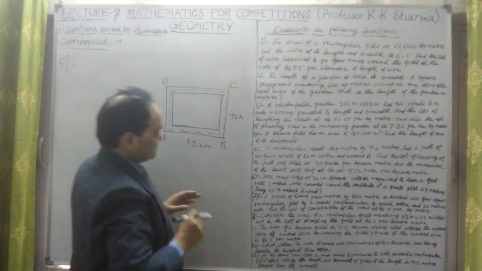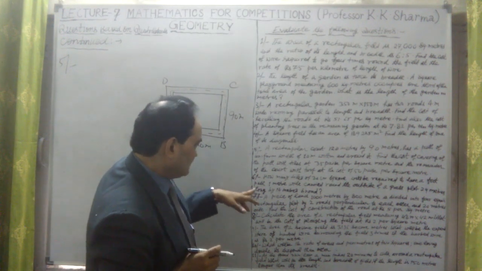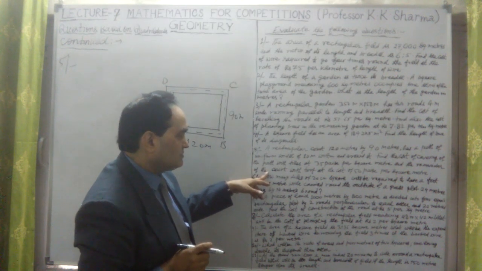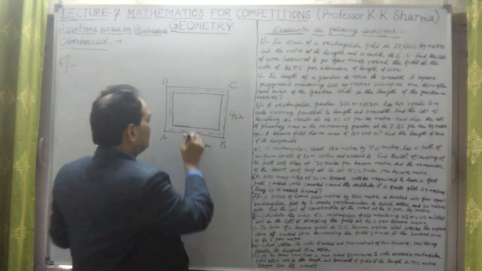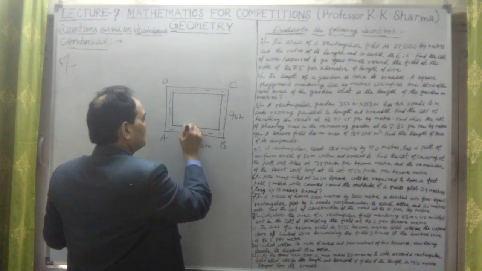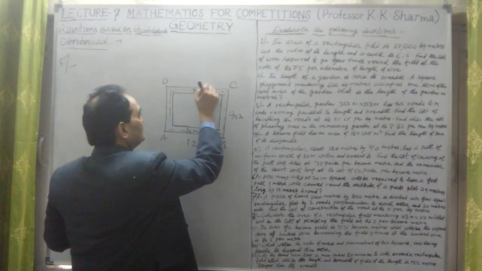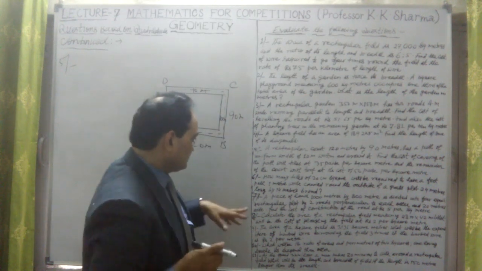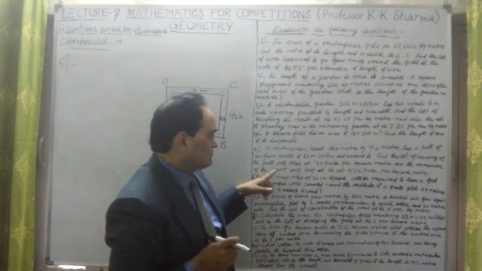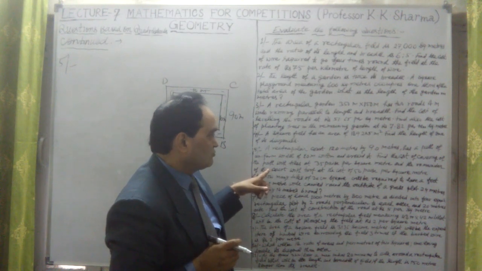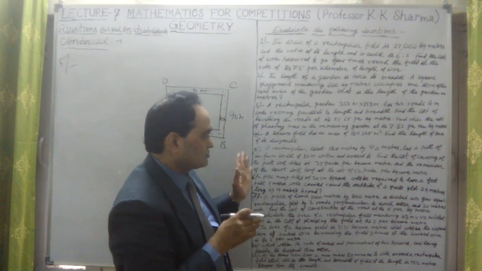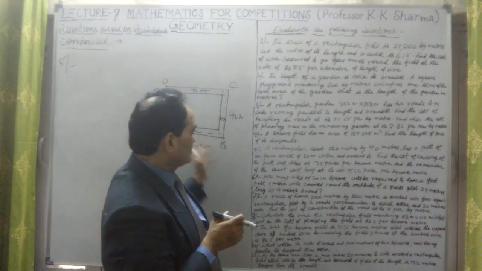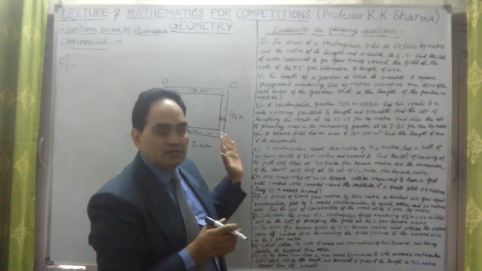What do we have to do now? What to find out? The path is 10 meters wide. The width of the path is 10 meters, all around, along the perimeter of this.